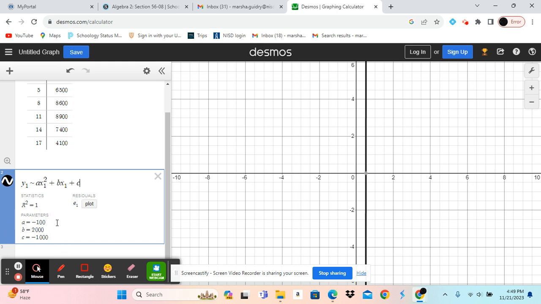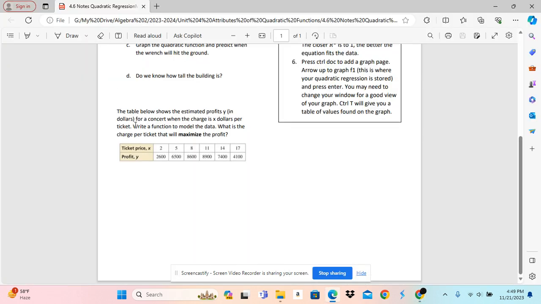So if you want to write this quadratic down on your note sheet, it's just y equals -100x squared plus 2,000x minus 1,000. So the questions that we are asked, it says write a function, did that, and what charge per ticket will maximize the profit? So if you look at the profit values right here, it starts to change. It's 2,600, it's going up, and then it drops somewhere between 11 tickets sold and 14 tickets sold. So I'm not exactly sure what's going on right here. Maybe it went up somewhere between 8 and 14.